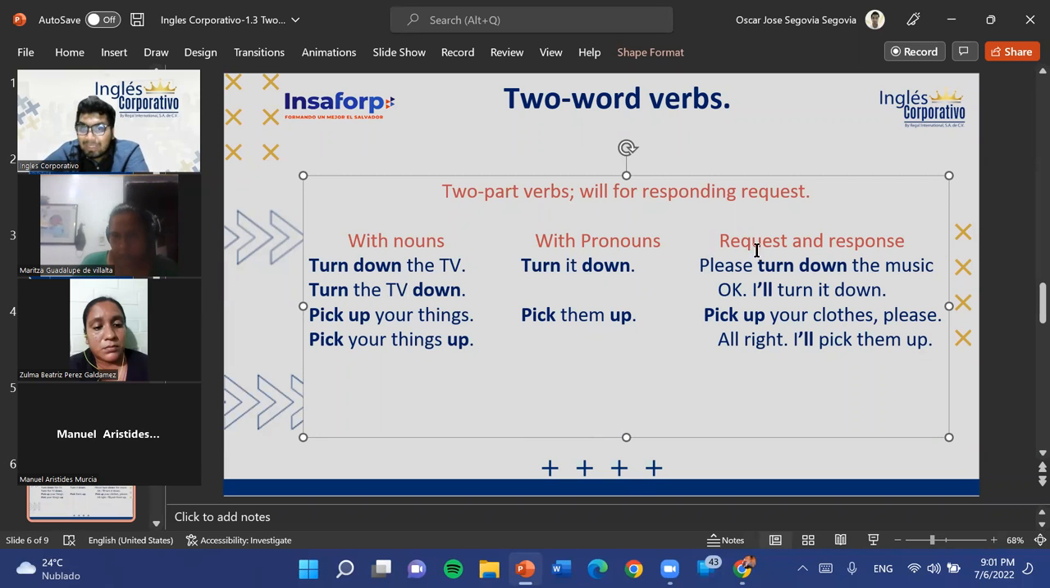And then, for request and response. Whenever you are requesting something, I mentioned it before, you're going to use please, because when you want somebody to do something, you have to be polite, because it's not like your authority to tell people what to do. Therefore, you have a request, you use please.